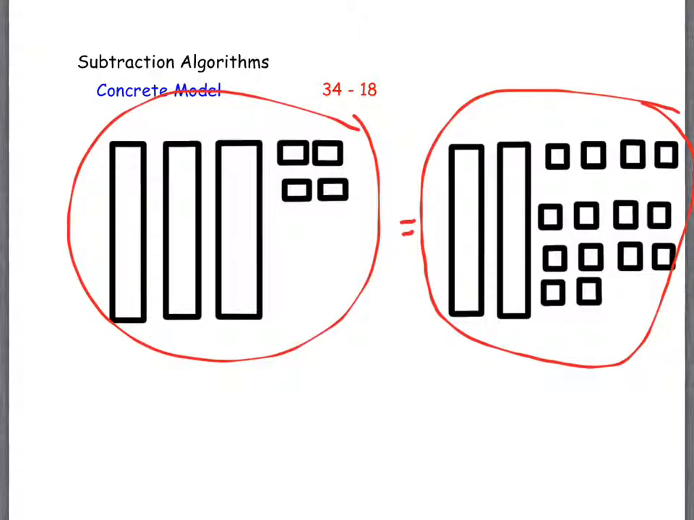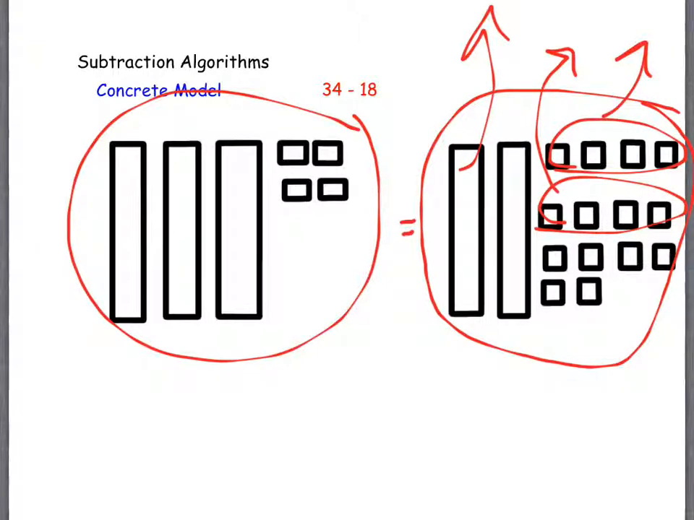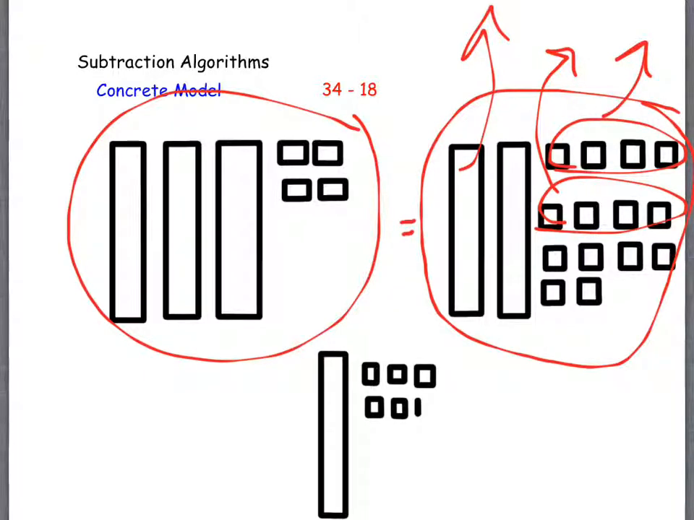So in order to take away 18 then, I would take away 1 long and what else? 8 blocks. So here's 4 blocks all removed. I'll circle 4 more blocks all removed. What in the world am I left with? 1 long and what else? 6 blocks, 6 units. And what does that give me? 16, thank you. So I have the number 16 when I do the subtraction instead.